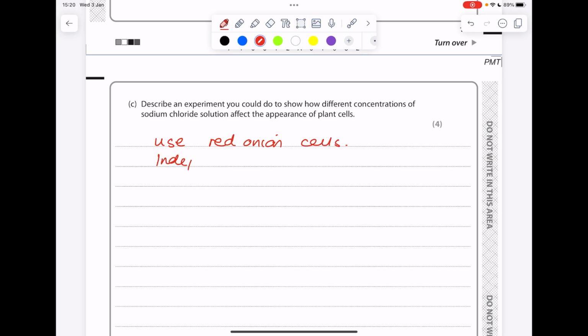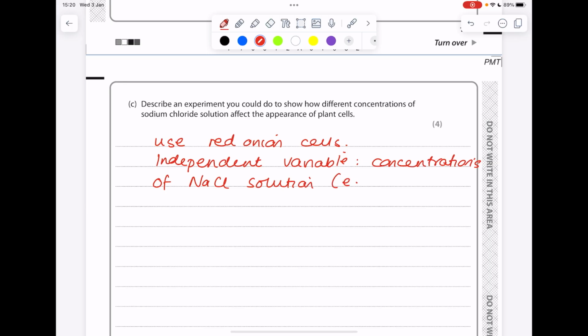What's our independent variable? So what are we changing? The concentrations of sodium chloride solution, e.g. 0 molar, 1 molar, 2, 3, 4.